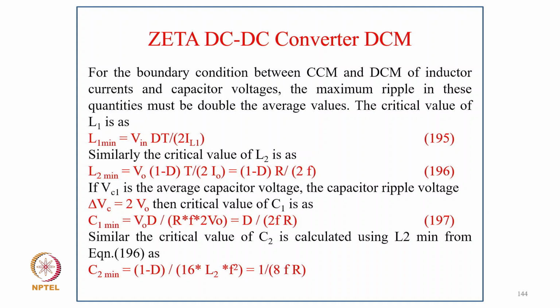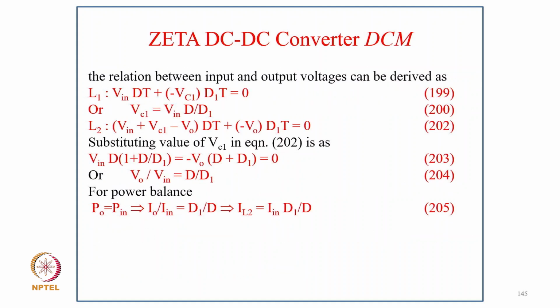So VC1 is the average capacitor voltage. The capacitor ripple voltage is delta VC equal to 2V0, and the critical value of C1 is C1 minimum equal to V0 D divided by R F into 2V0, or equal to D upon 2FR. Similarly, the critical value is calculated for L2 minimum. So C2 minimum is 1 D divided by 16 L2 F square, or 1 upon 8 FR.